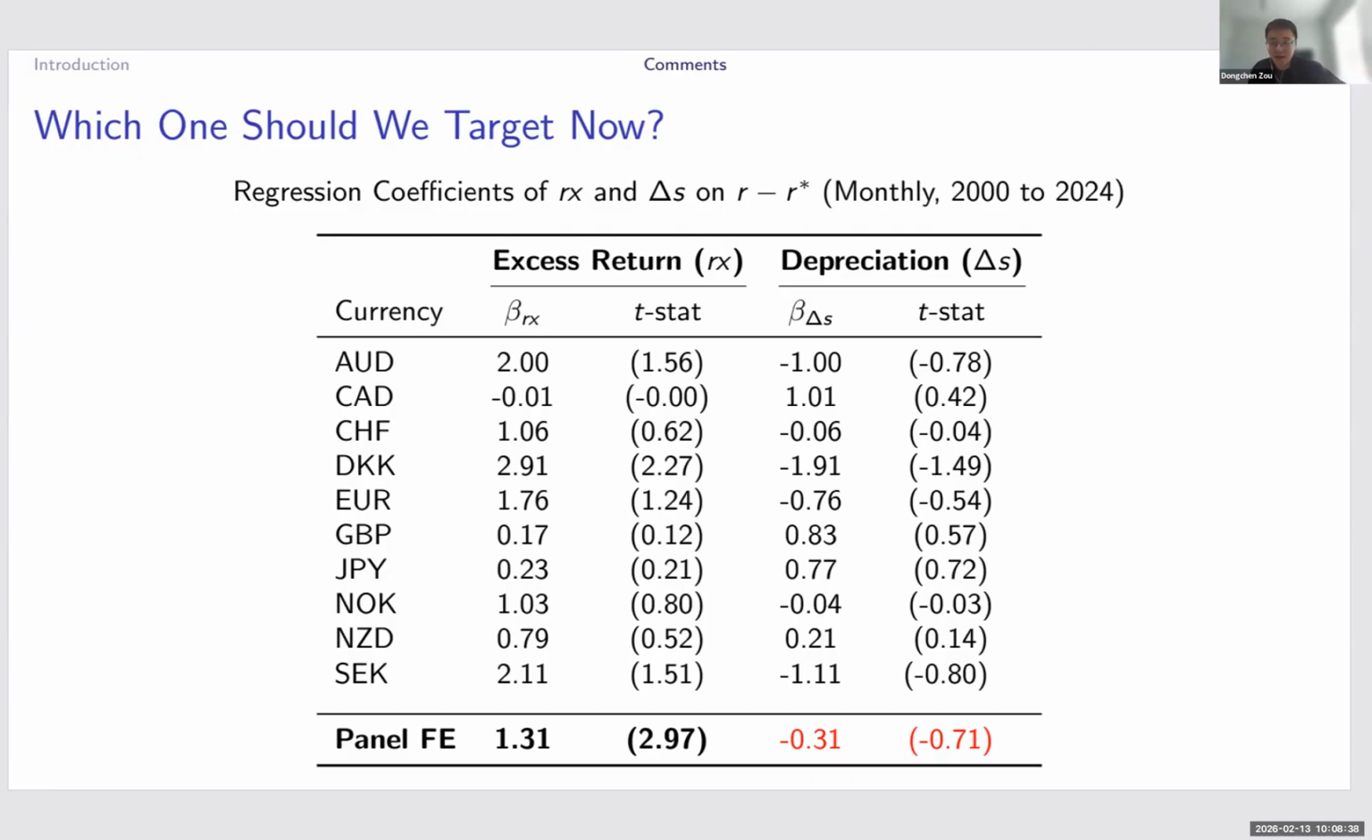So we have this currency fixed effect, from 2000 to 2024, which means over the past 25 years, you see this evolution of the regression coefficients getting more into a sort of stable regime, where most of this FX risk premium is coming from the stable interest rate differentials.